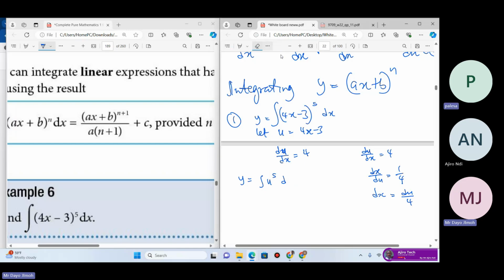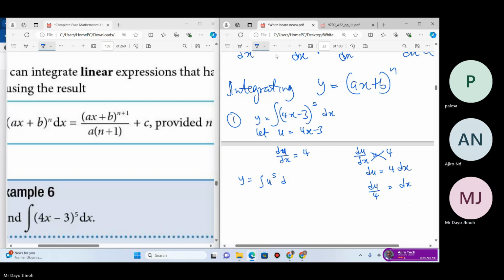Should we go over it again? Okay, let us do it again. I have du over dx is 4. I can cross multiply, so du is 4 dx. So du over 4 is dx. This is better, right?